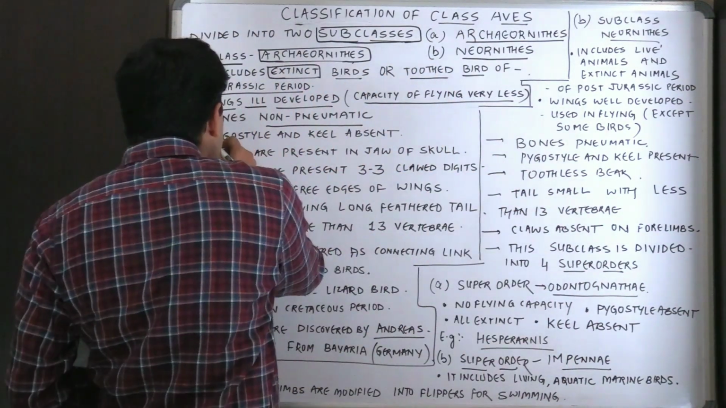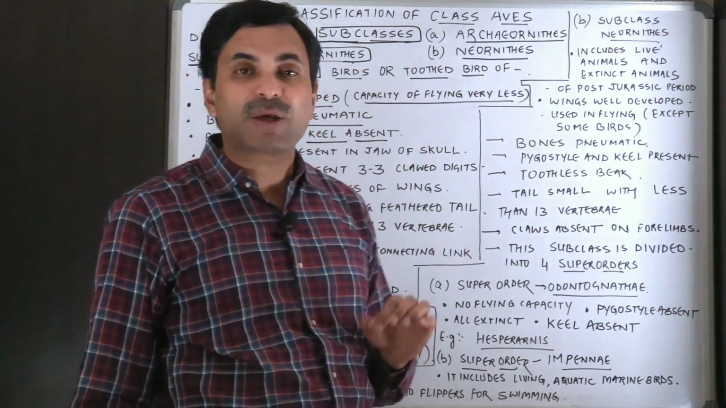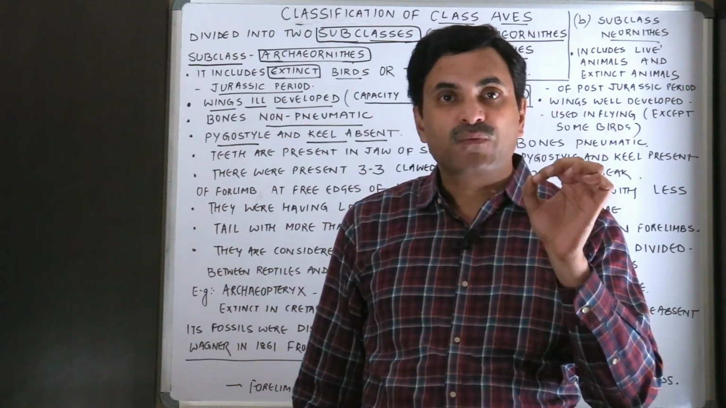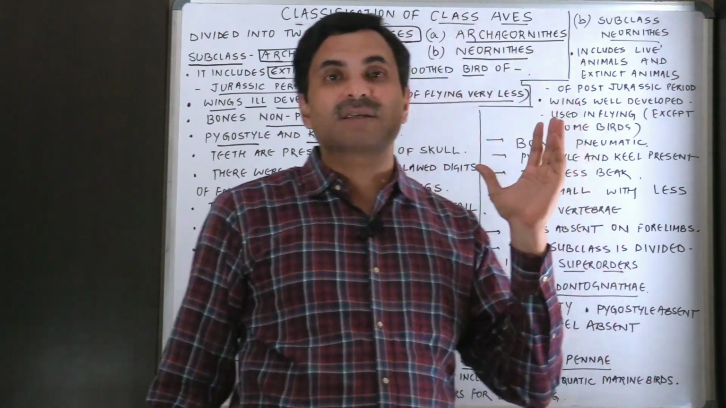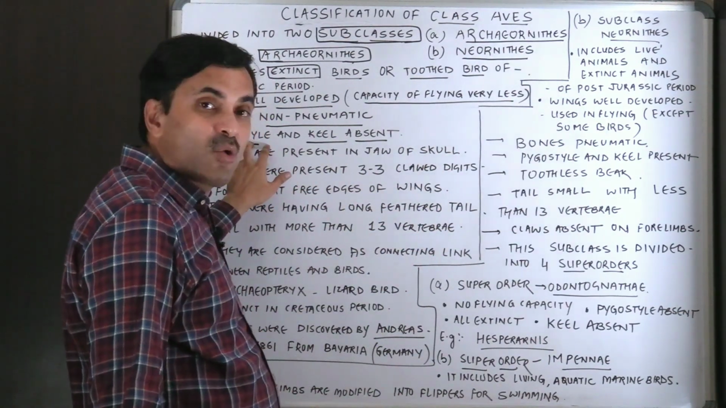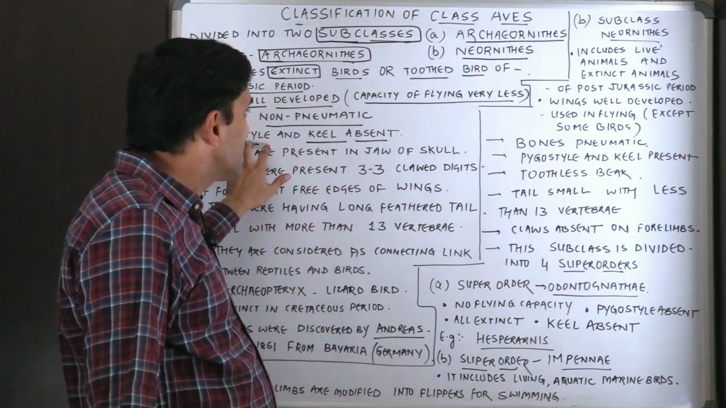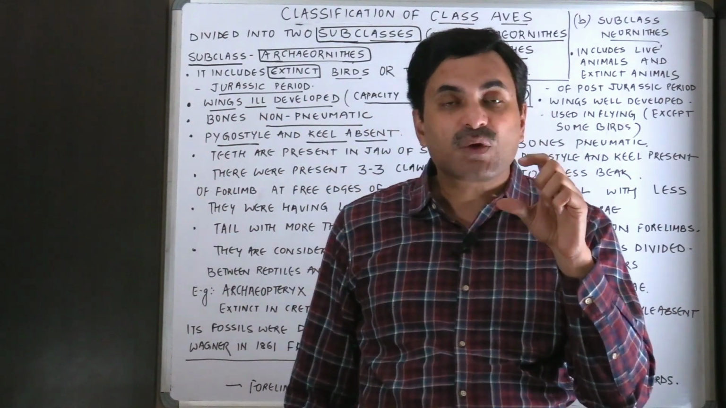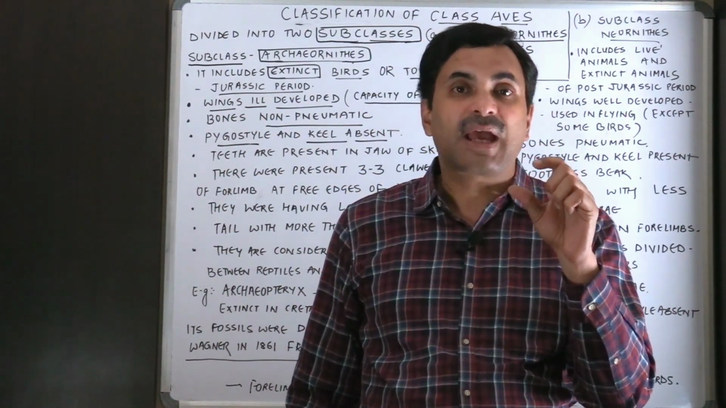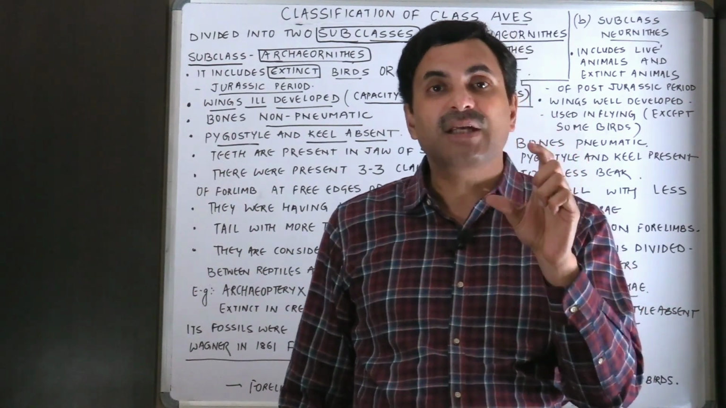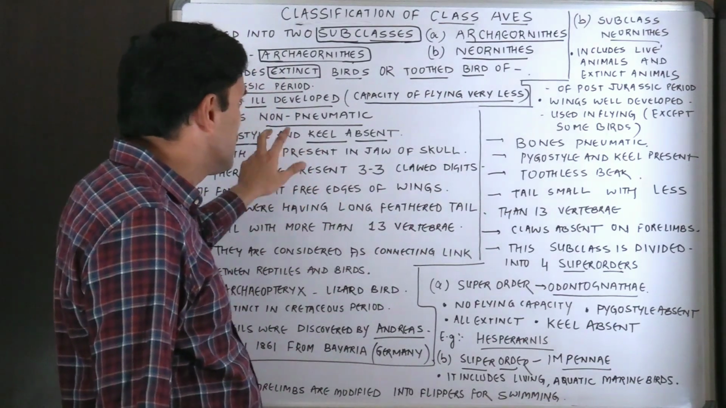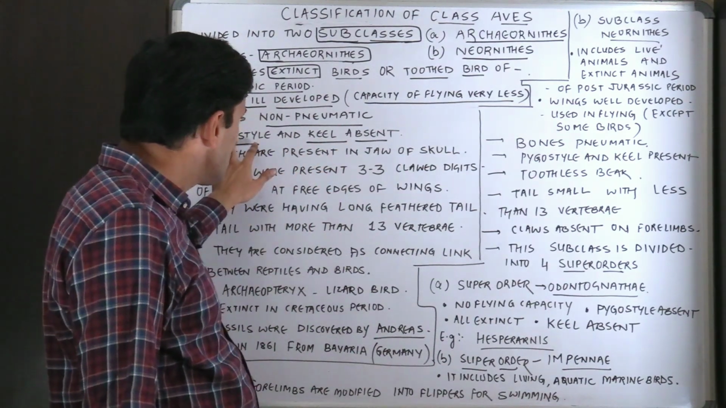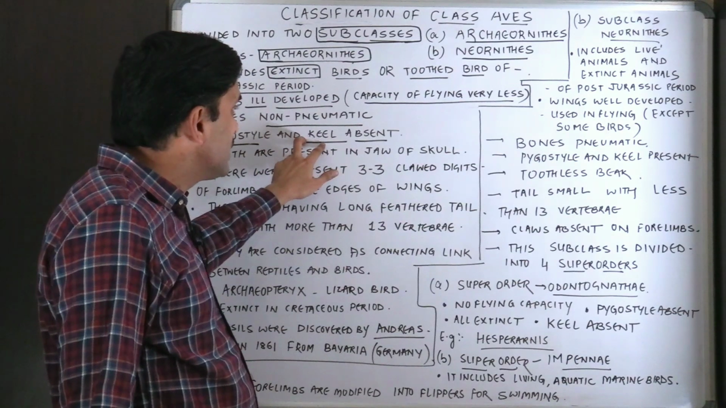Now pygostyle and keel were absent. You know what a pygostyle is? The last four caudal vertebrae in the modern birds fuse to form the pygostyle, but these are primitive birds, so in them the caudal vertebrae have not fused to form the pygostyle. And what is the keel? The keel is at the base of the sternum. All the modern birds have a keel on which the flight muscles are attached, all right. But as we know very well that wings were ill developed and they did not have so much flying capacity, they don't have the pygostyle and they don't have the keel.